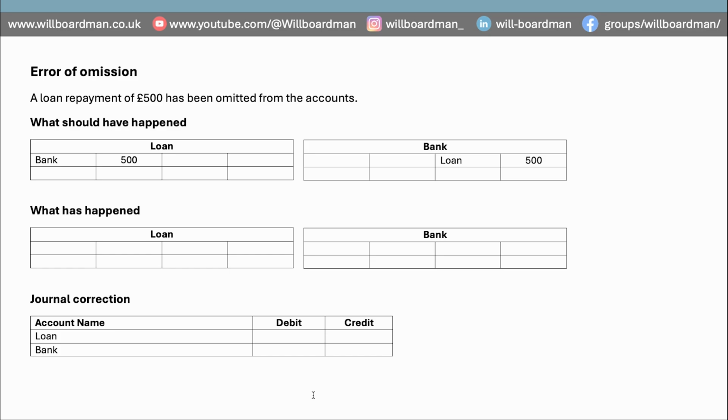In terms of what has happened, obviously these accounts are blank because it's never been entered. So the journal correction here is to simply enter it into the accounts as you should have done in the first place. So that would be to debit the loan for £500 and credit the bank for £500. So nice and straightforward, that one.